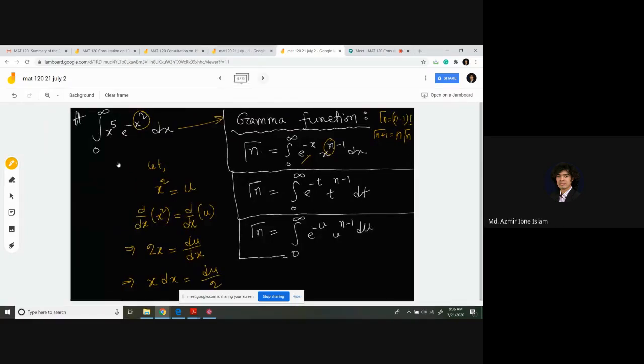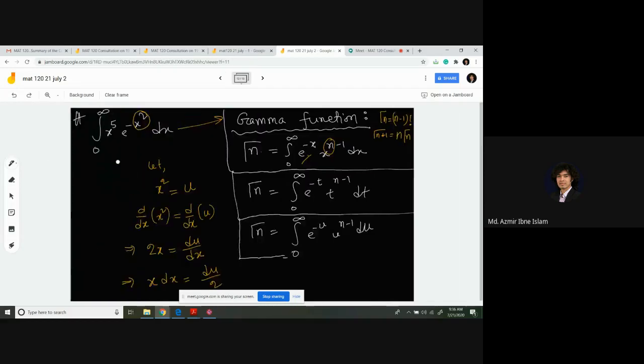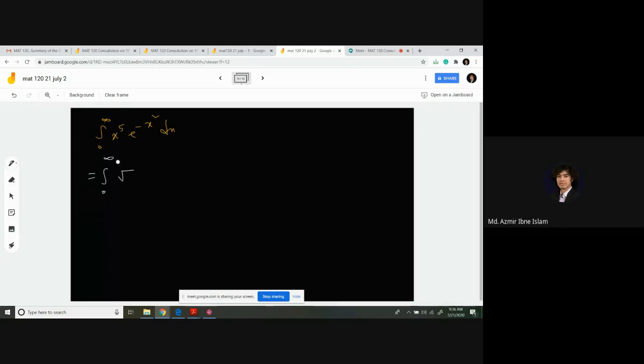So, from 0 to infinity x. What have we found for x? At first, have a look here. If x squared is u, then x will be root over u. Yes, sir. Clear? Yes. So root over u power 5.